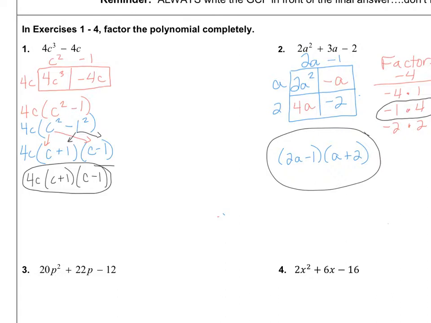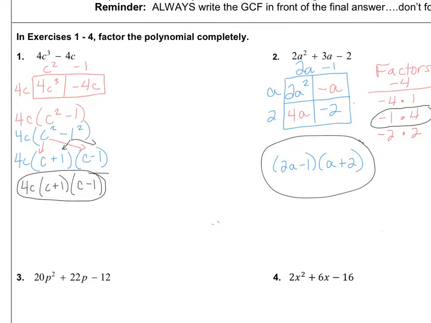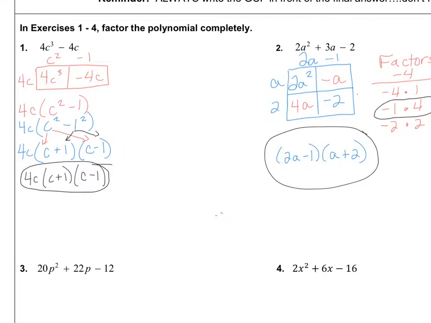So in number 1, I first removed the greatest common factor of 4c. And once I removed that 4c, I could rewrite it as 4c times c squared minus 1. And looking at the c squared minus 1, I realized it was c squared minus 1 squared, or the difference of two perfect squares. So I went ahead and split them apart, finished factoring the binomial, and that gave me the answer.